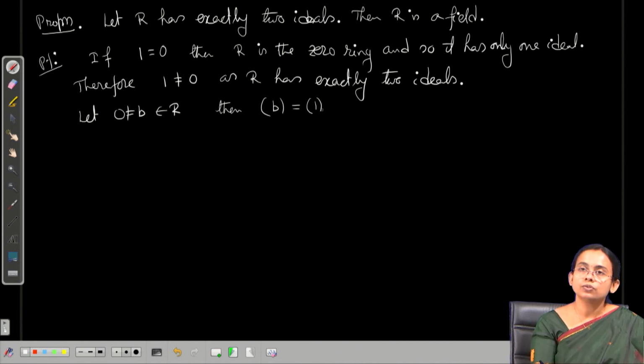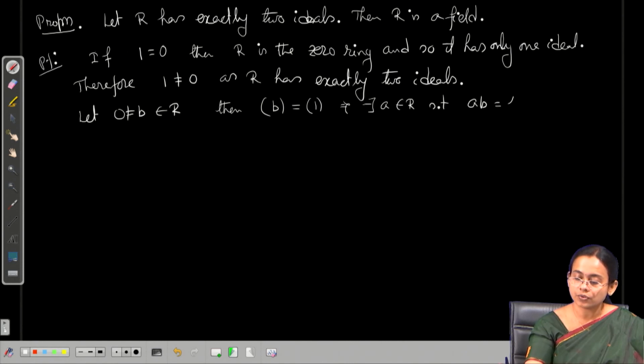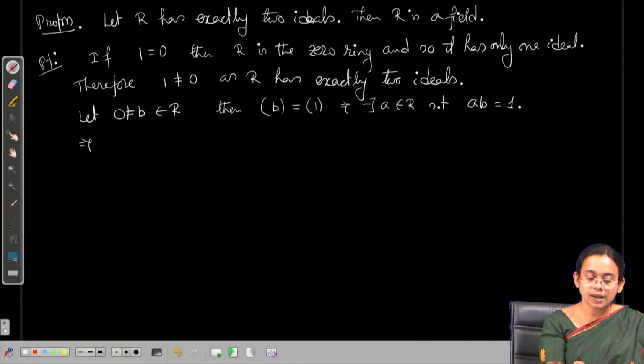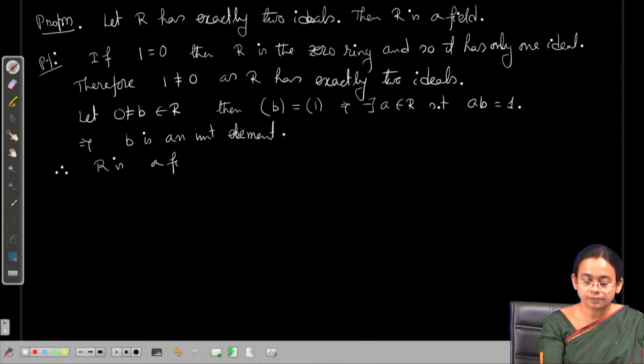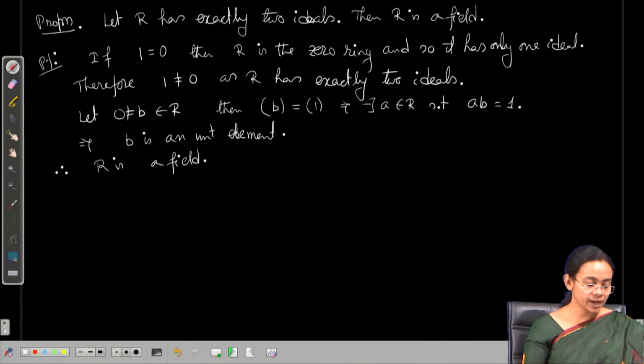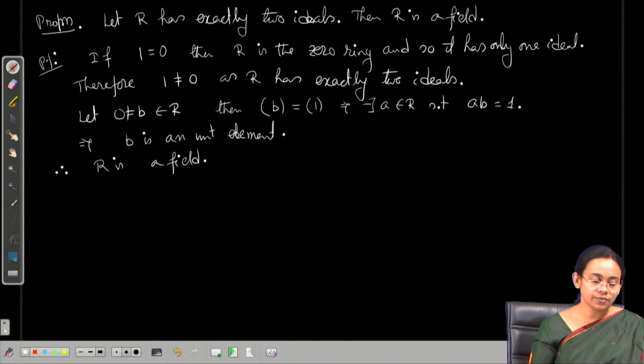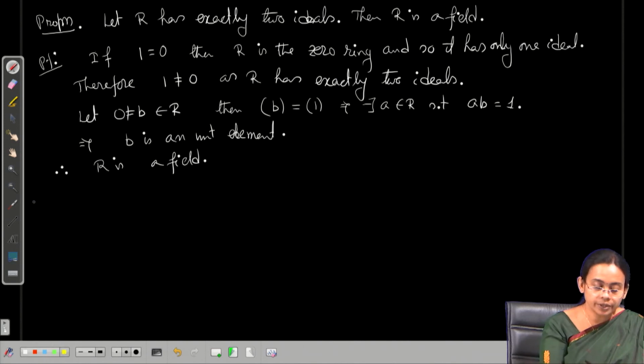So, that means B belongs to the ideal generated by 1, which implies that there exists some A in R such that AB is equal to 1. This implies that B is a unit element. Therefore, it proves that R is a field. So, I have proved that if you have a ring which has exactly 2 ideals, then it is in fact a field. Now, the next thing that I would like to prove is the following.